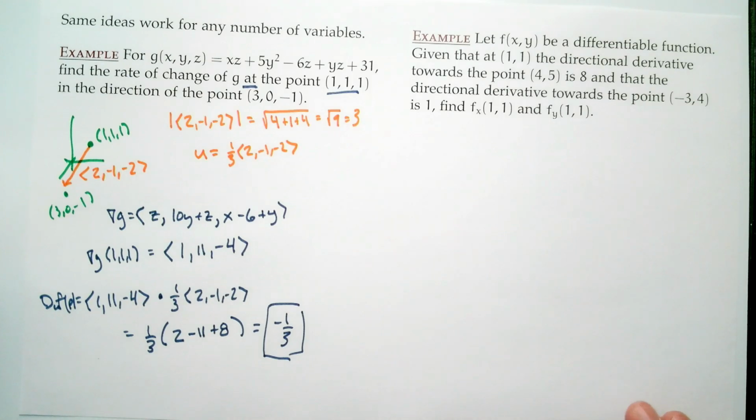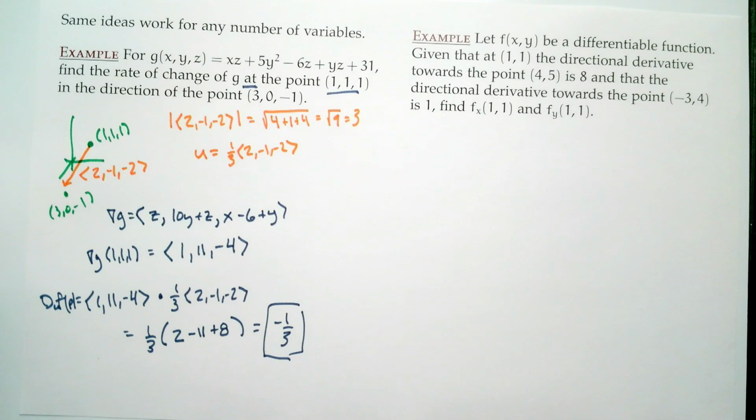So let f of x, y be a differentiable function. We don't know what f is, but we know it's differentiable. Given that at the point (1, 1), the directional derivative towards the point (4, 5) is 8, and that the directional derivative towards the point (-3, 4) is 1, find fx at (1, 1) and fy at (1, 1). So we're given information about two directions, and we want to use that to figure out other information. In essence, we have the directional derivative for two different directions, and we want to find the directional derivative for the x direction and the y direction.